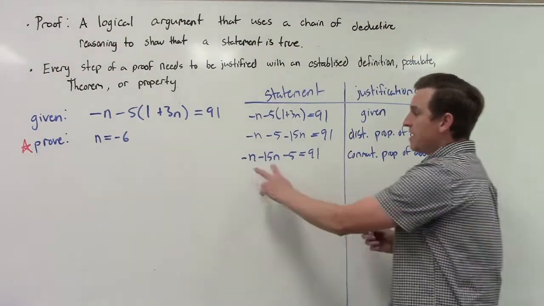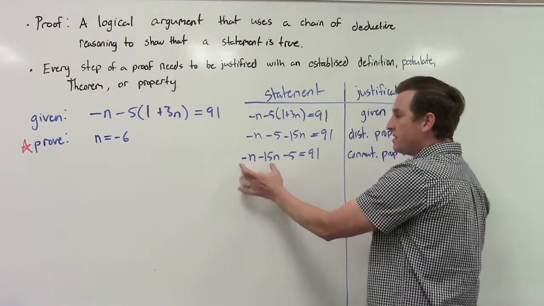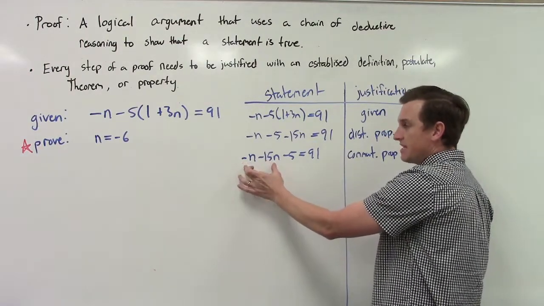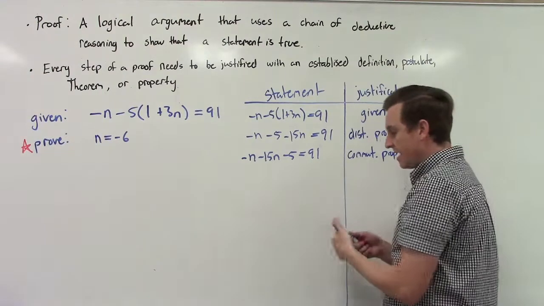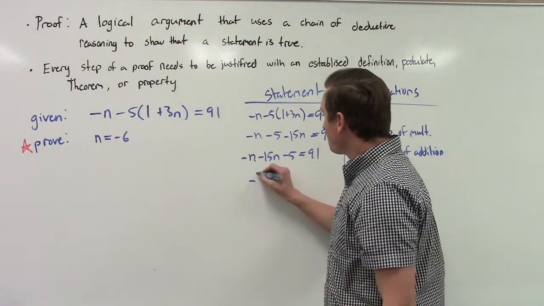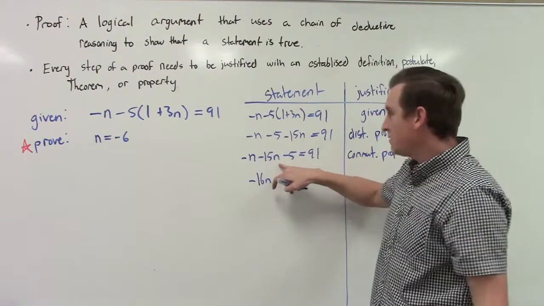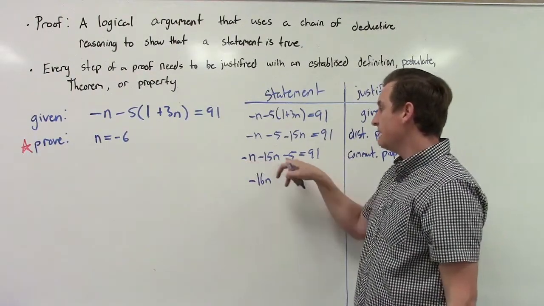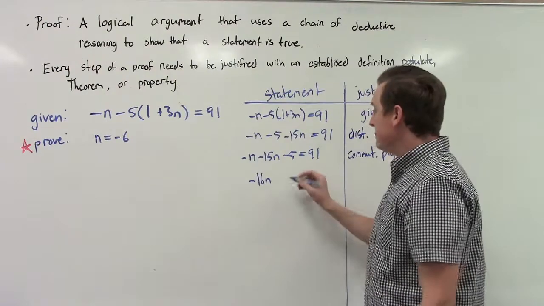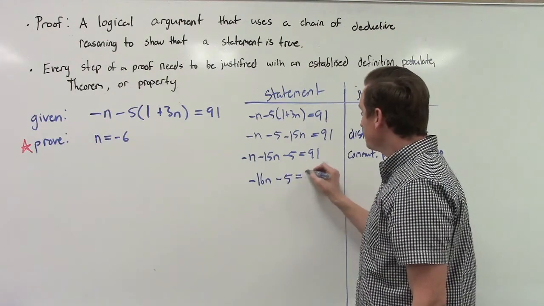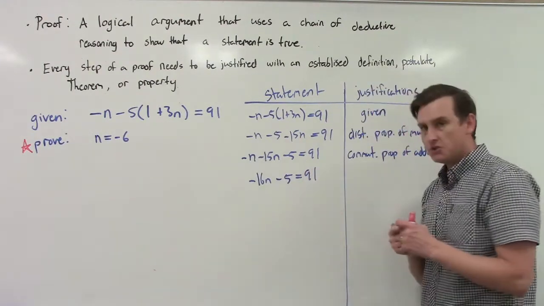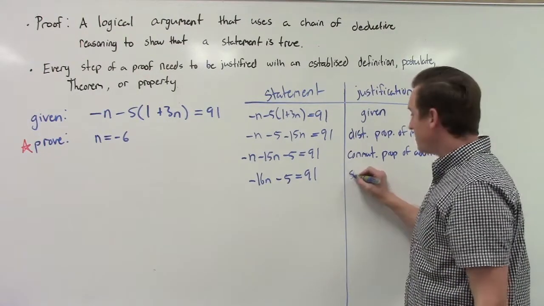Okay, next step is we'd actually combine these like terms. So when we do that, when we actually say, these things are going to combine to give me negative 16n, what we're really doing is we're replacing this with what it's equal to, right? We know like negative n minus negative 15n is negative 16n. Since we already know that those are equal, this step is really a substitution step. And it's a property of equality, right?